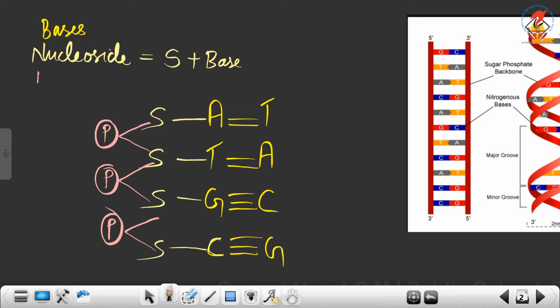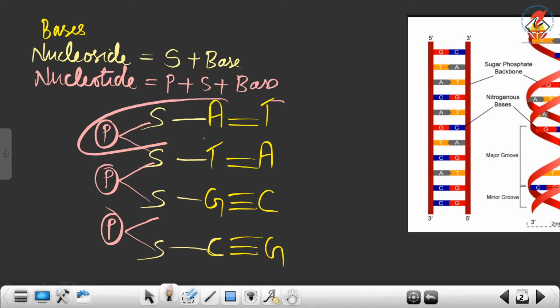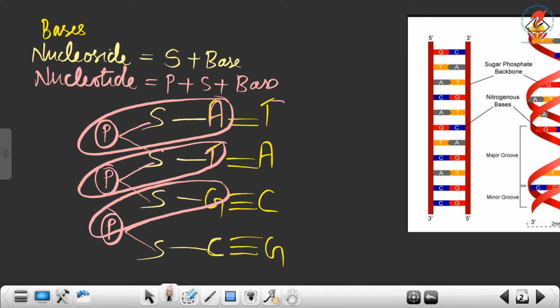Now what I get is a nucleotide, not a nucleoside, a nucleotide. So what is a nucleotide? Starting from the left, phosphate plus sugar plus base. So how many nucleotides do I have? This is the first nucleotide, which has adenine as the base, the second nucleotide has thymine as the base, the third nucleotide has guanine as the base, and the fourth nucleotide has cytosine as the base.